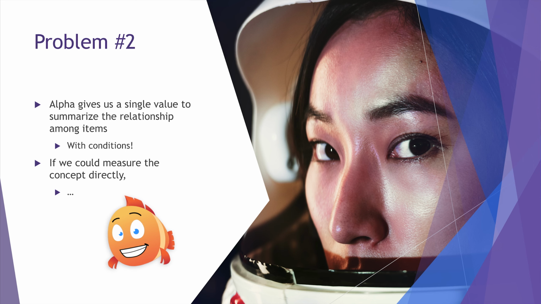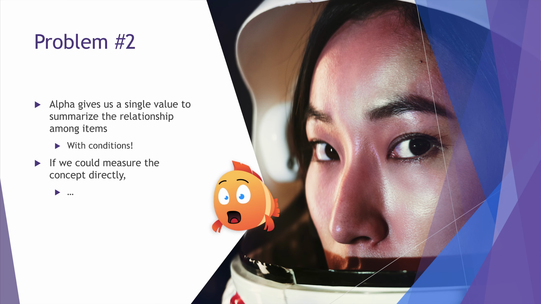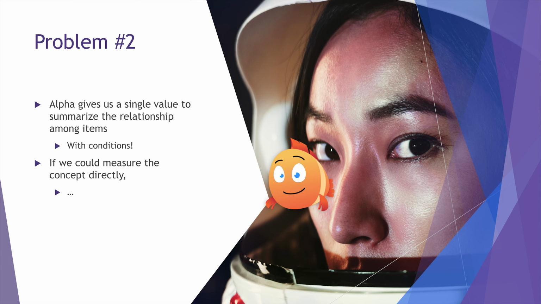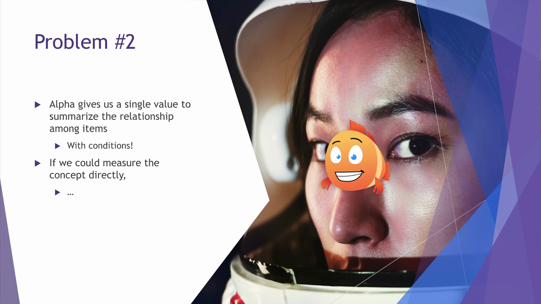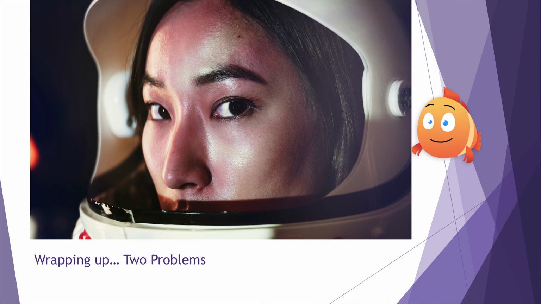So if we could measure the concept directly, we could do this entire process differently and reduce the entire matrix on the previous page down to a single value as well. So a single correlation. It's a pretty neat concept. So next time, that's where we're going. In the interim, I'll see you in a bit. Bye!